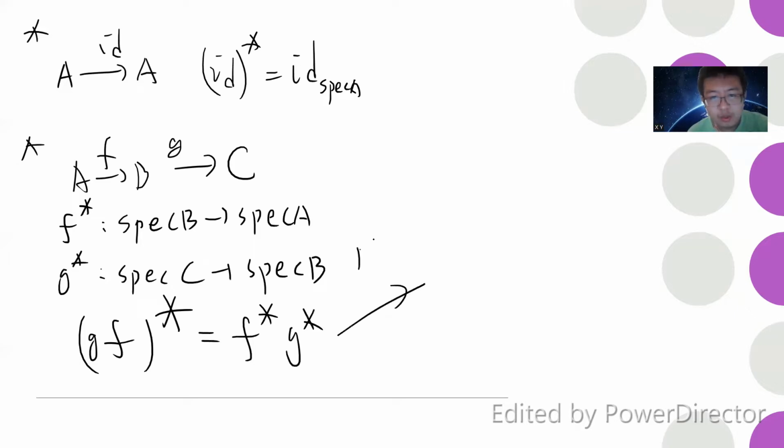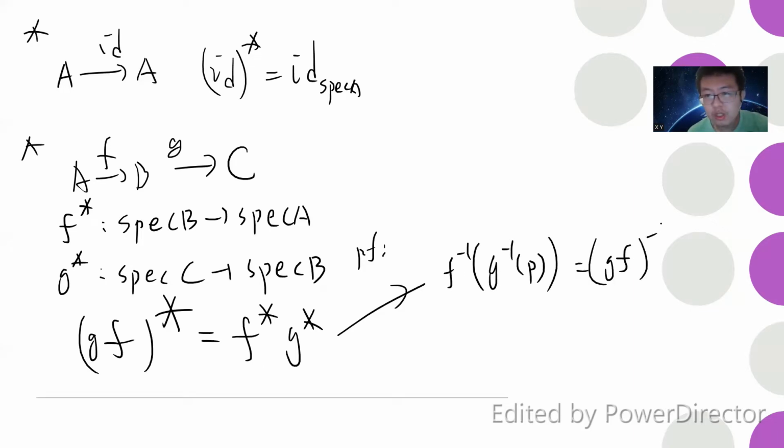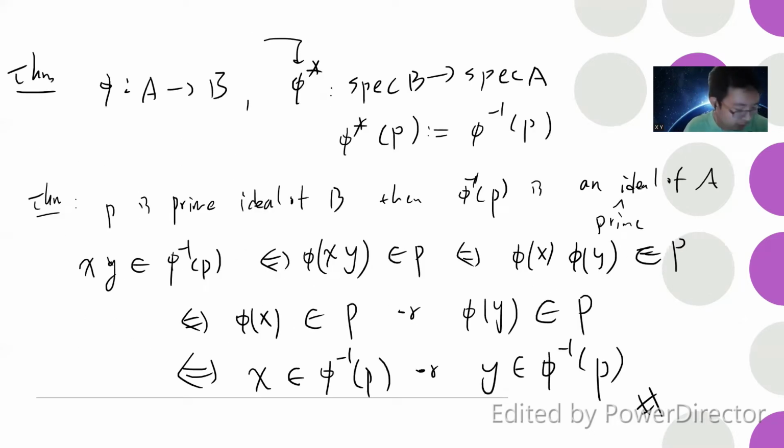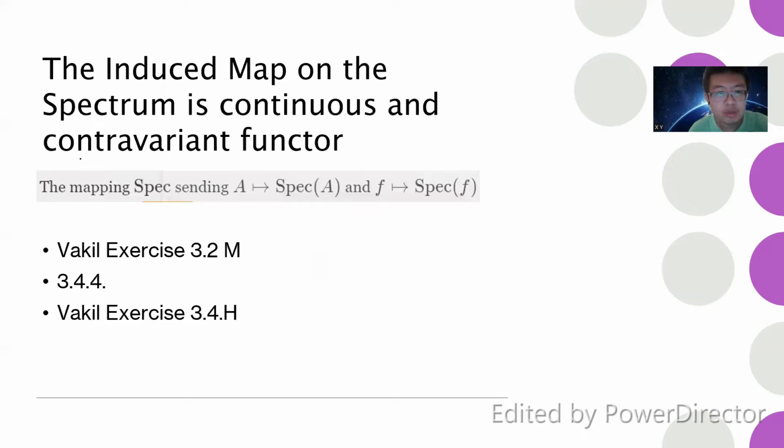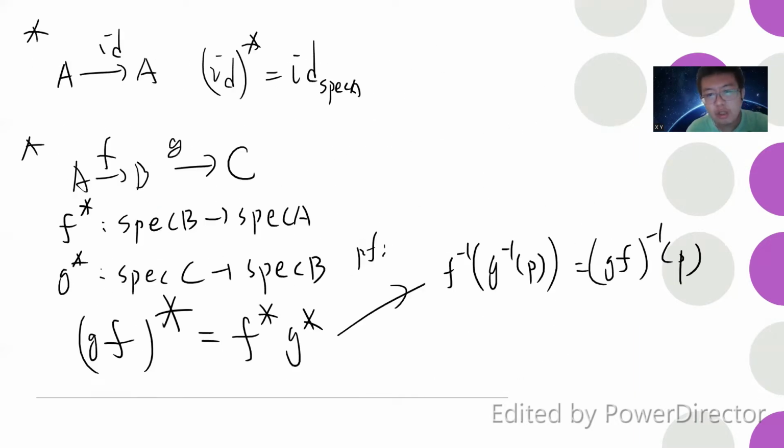Okay, and this proof is very simple. By definition, F inverse of G inverse of P will be (GF) inverse of P. So this already gives you the result that this induced map is a contravariant functor, by definition.